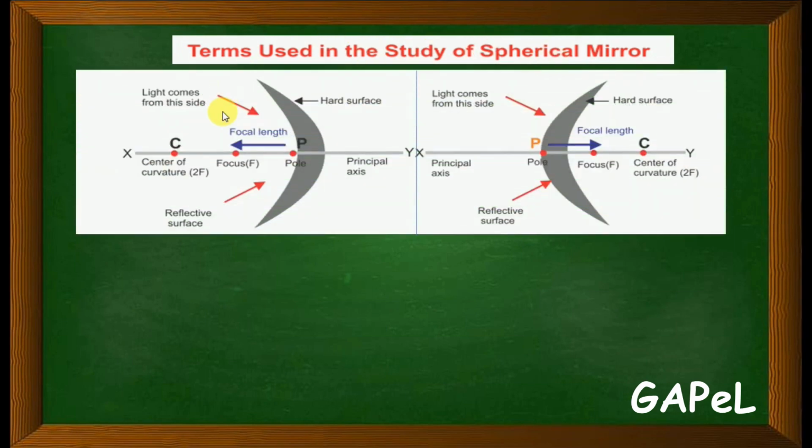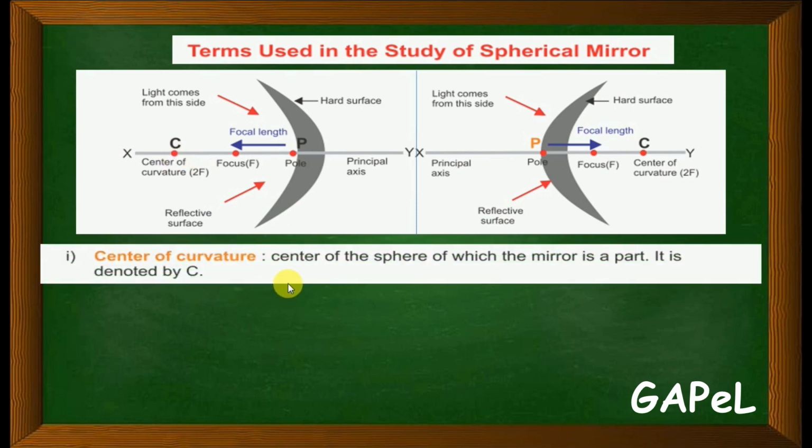So you have the same diagram, okay? So what kind of mirror is this? It is a concave mirror, whereas this is your convex mirror. Now the first point here is the center of curvature, and we denote it by the letter C. The center of curvature is the center of the sphere of which the mirror is a part.